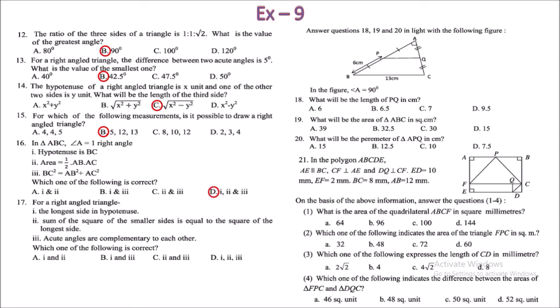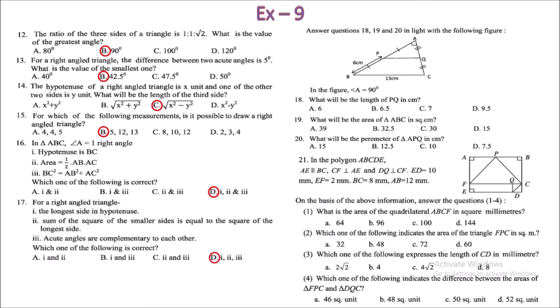For a right angle triangle, the longest side is the hypotenuse, that is true. The sum of the squares of the smaller sides, here the sides means two sides, is equal to the square of the longest side. The longest side is the hypotenuse, it is true. Acute angles are complementary to each other, it is also true, so D is the correct answer.